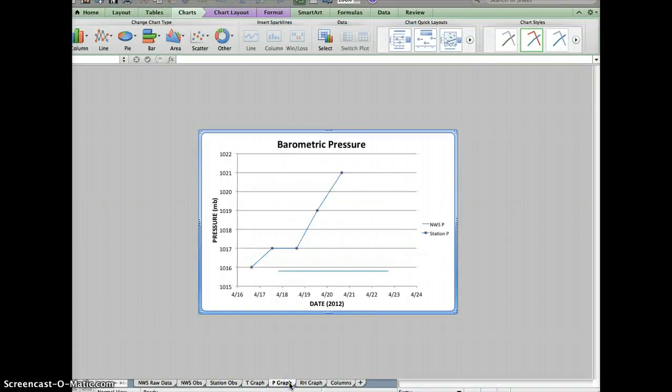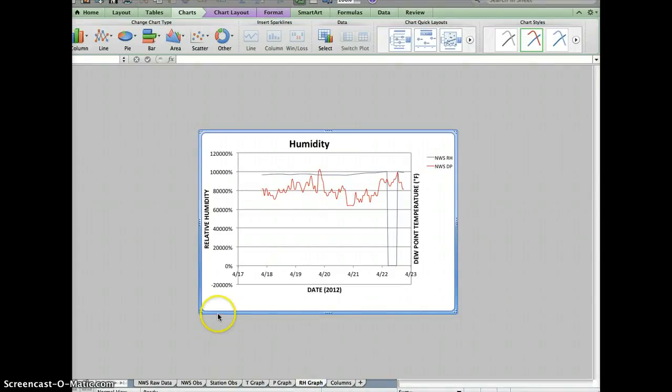And like I said, my barometric pressure started at 1016 and rose to, I have 119, but here it says 121. Guess I had 1021 on the last day. And my humidity, I don't know what these numbers are, they're really high. Something with Excel.